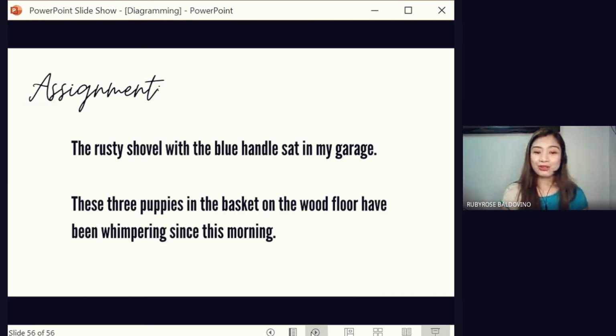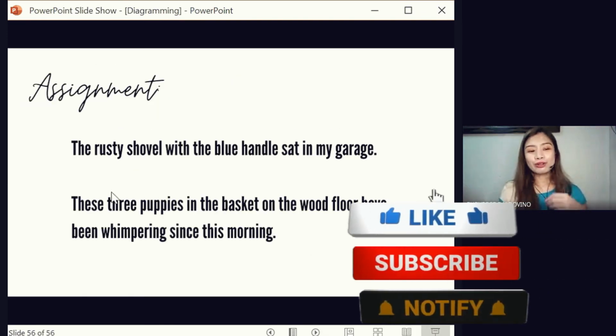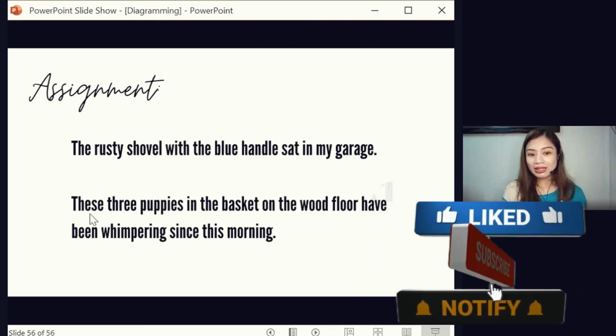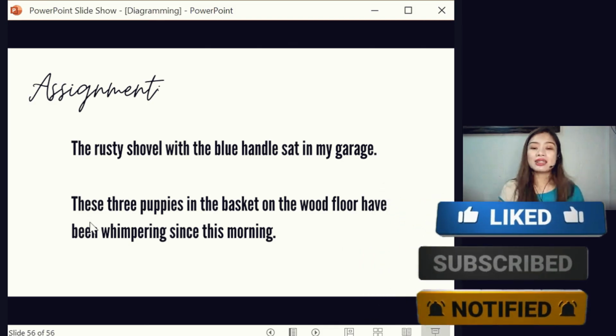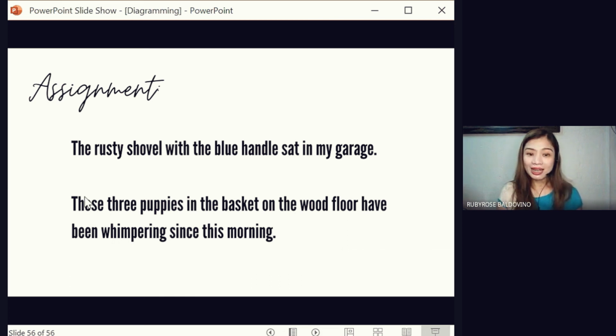I want you to try doing on your own these two sentences and making a sentence diagram out of them. Don't worry, this will be very easy. I'm sure you can handle it. So the first sentence is the rusty shovel with the blue handle sat in my garage. And the second sentence is these three puppies in the basket on the wood floor have been whimpering since this morning. So I know these are quite long sentences, but that's the challenge, right?